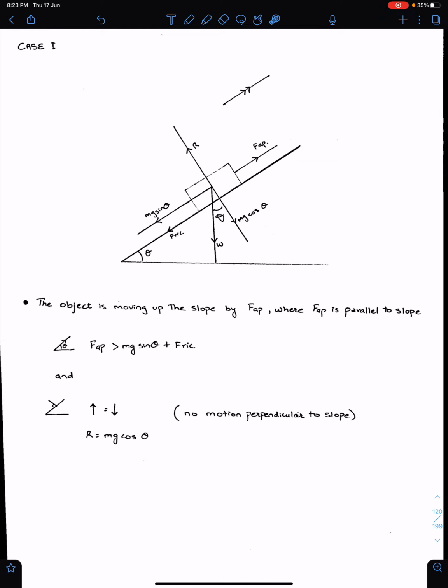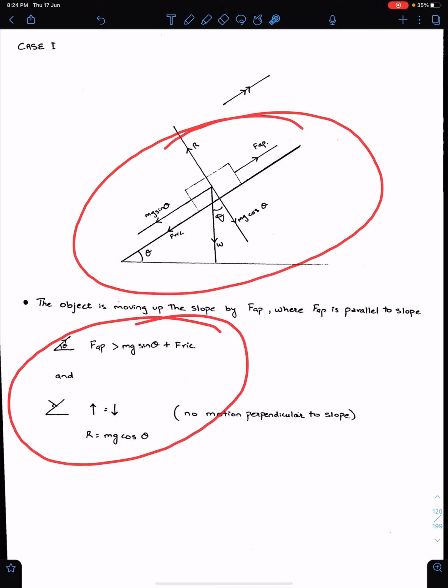So in order to move this block up the slope, this force must be greater than the sum of these two forces. Here, F applied is greater than mg sine theta plus friction. Since there is no motion of the object perpendicular to the slope, therefore R must be mg cos theta. This is the way to draw the force diagram and write down the equations.